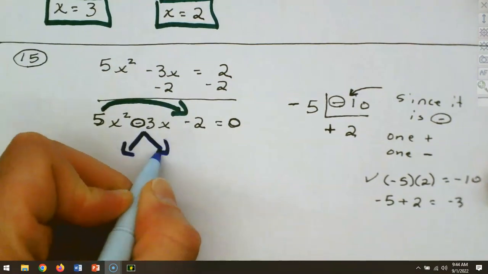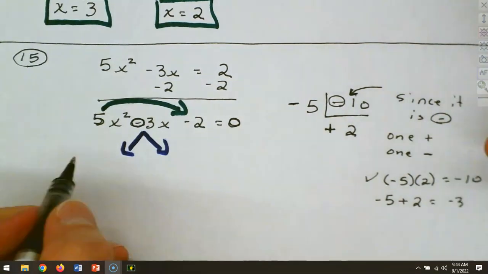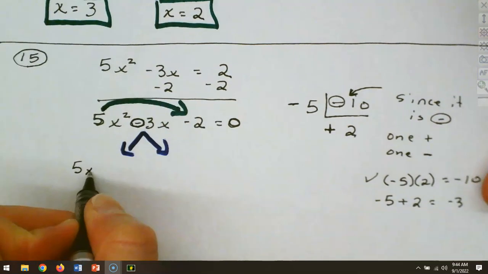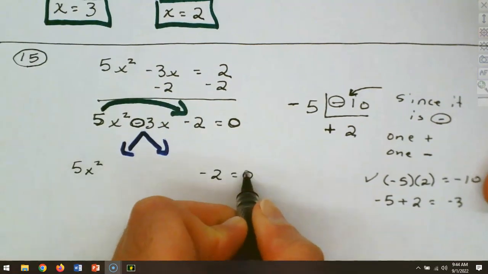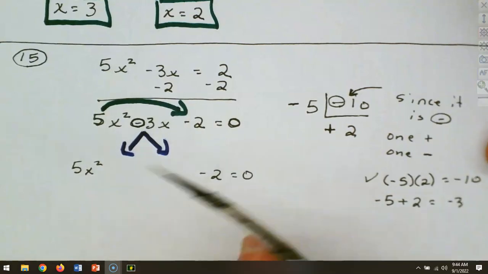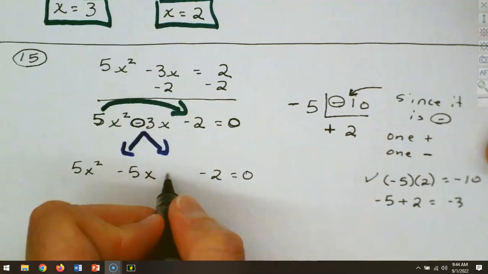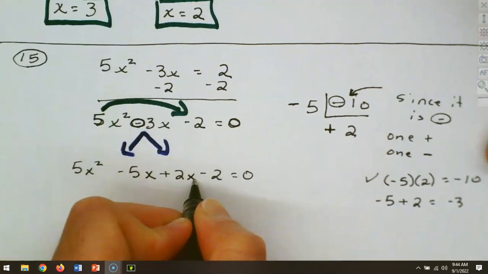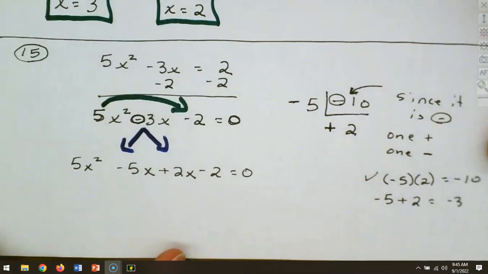So we split that negative 3 up. We keep the first number and the last number the same. So we've got a 5x squared and a minus 2 over here. That stays the same. What about the minus 3? We can break the minus 3x up into a minus 5x and a positive 2x, right? It's our factors here. We split that up.